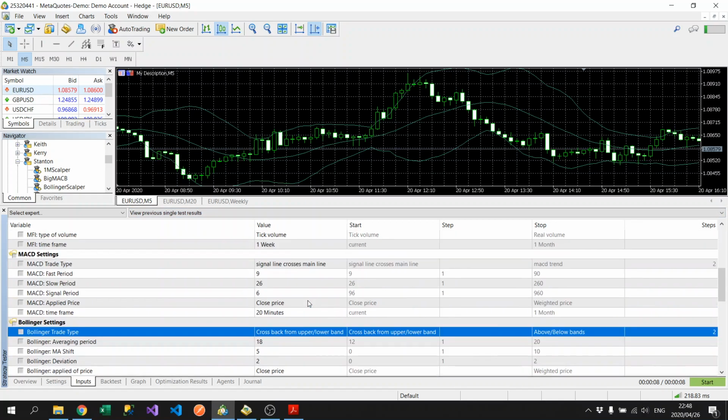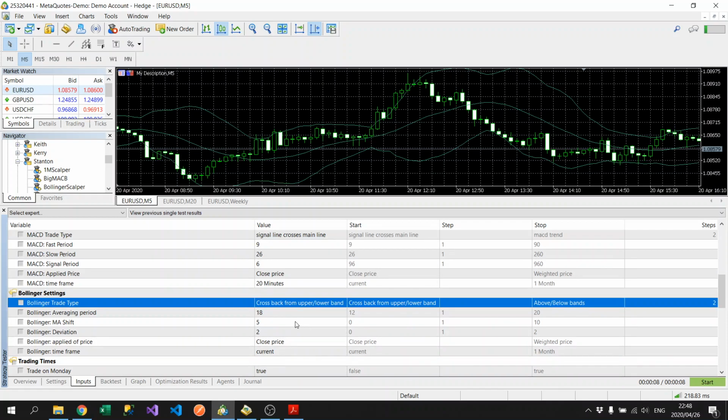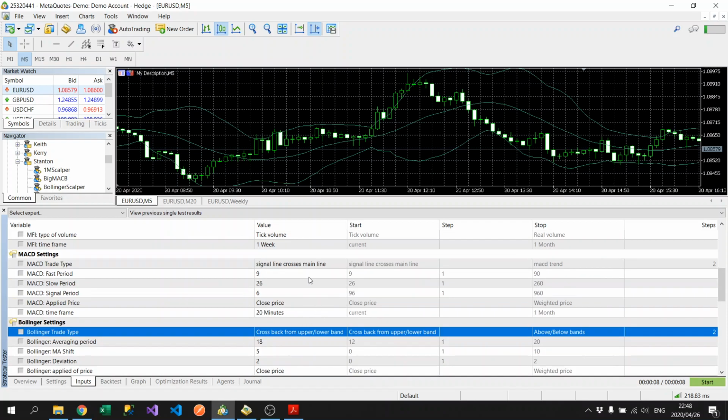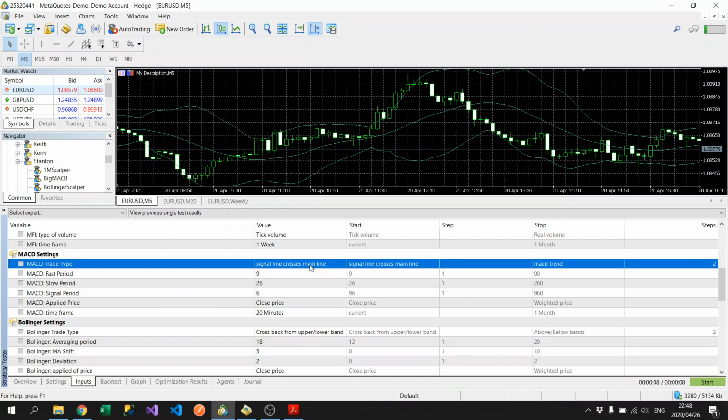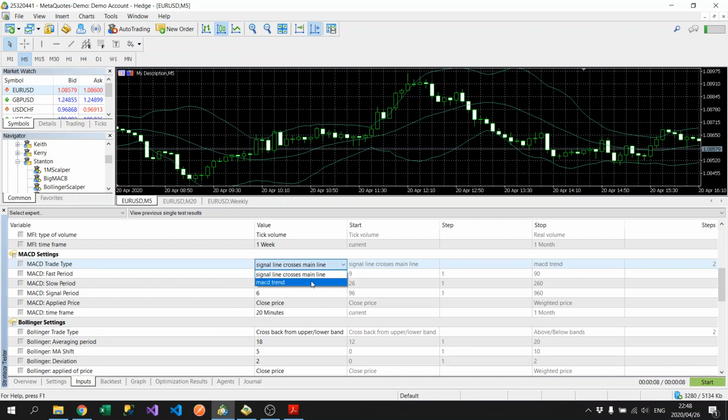Okay. The next setting is the MACD settings. The MACD is what we use as our trend indicator for this expert advisor. So if it's in a buy trend, then a buy trade will be entered if this is a buy condition. If it's in a sell trend, a sell trade will be entered if this is a sell condition. There are two settings for this as well. We've got the signal line crosses the main line, and we've got the MACD trend. So let me explain what those two are.